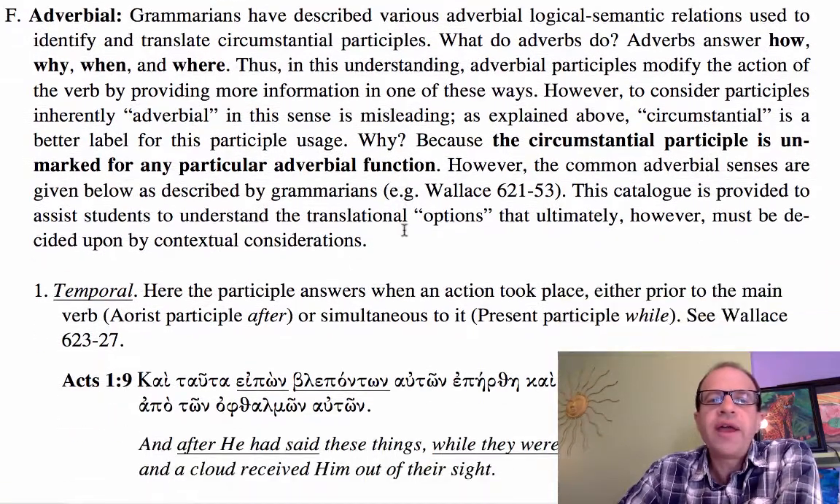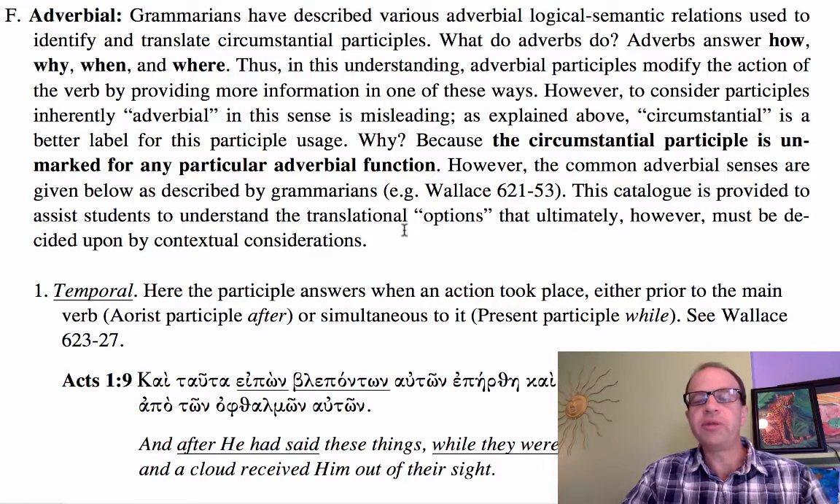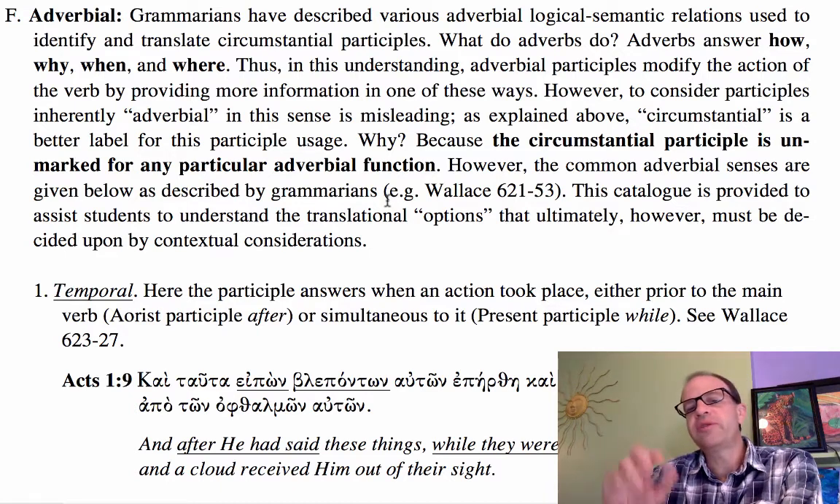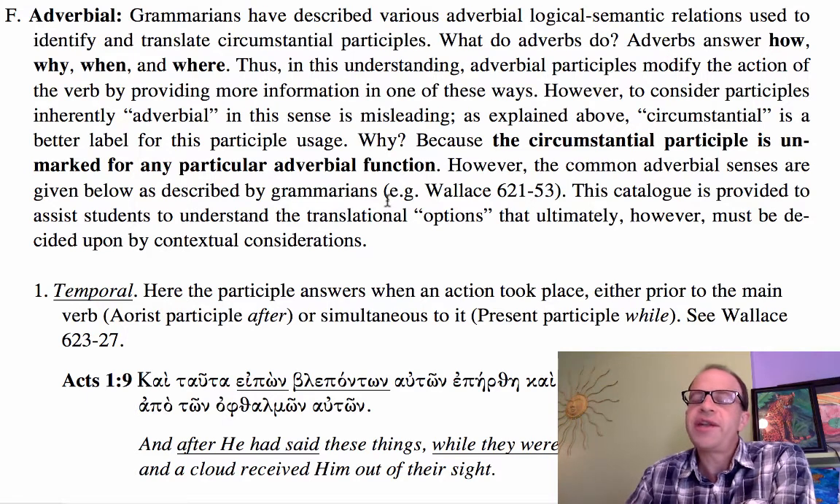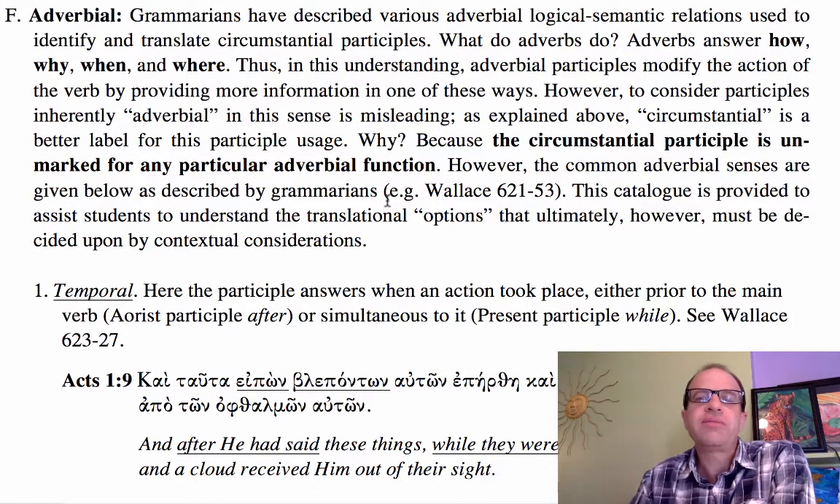Now, I've mentioned before that this category of participle may be called and is often called adverbial. So I thought I would provide a brief discussion here of different adverbial senses that scholars have identified as strategies or ways to translate some of these circumstantial participles. Again, I want to reiterate that these circumstantial participles are actually unmarked for these relationships. And so these become some strategies that we may have when thinking about translating them.